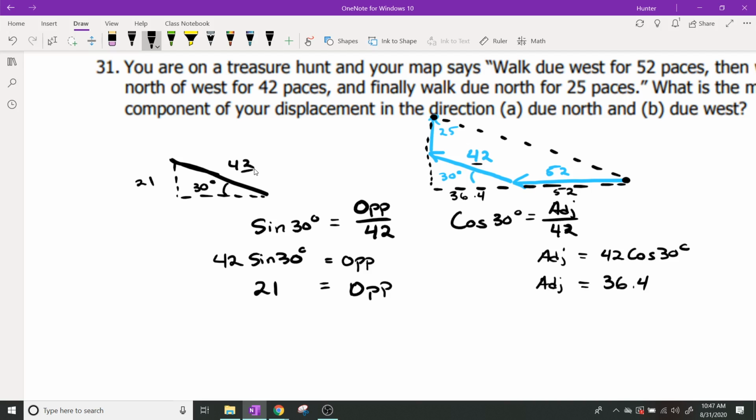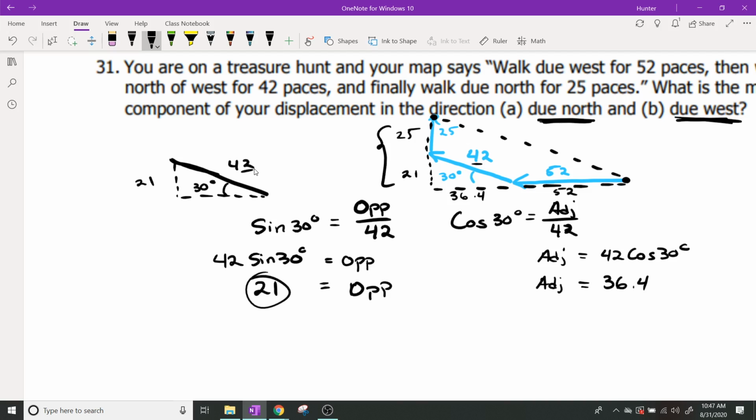So if we add those two together, that's going to get us the due west component. So B is just going to be whatever 52 plus 36.4 is. And the north is going to be 21 plus 25. So this is 21, this is 25. The north component is going to be both of these added together.